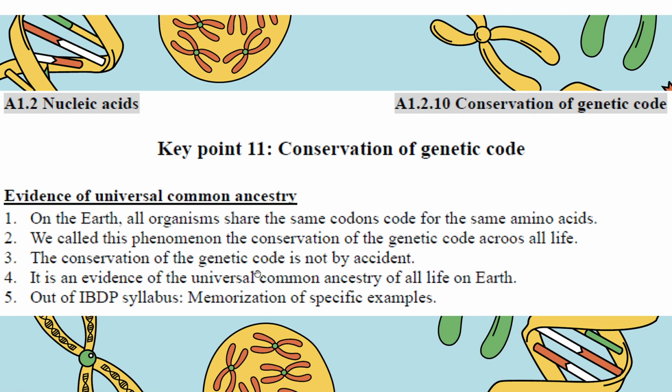And this kind of conservation of genetic code is not an accident. We come from the same universal common ancestry, although we haven't found it yet. It is just a theory. And then there's another theory about this genetic code, but in IBDP, you don't need to memorize anything. They'll give you the information, they will describe it, and you just need to interpret it and understand it.